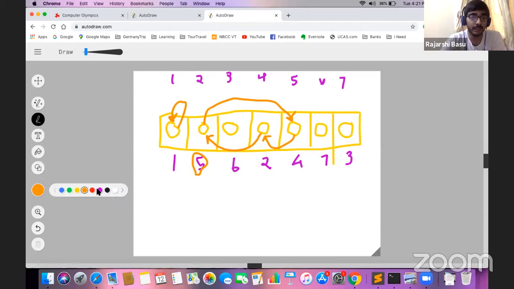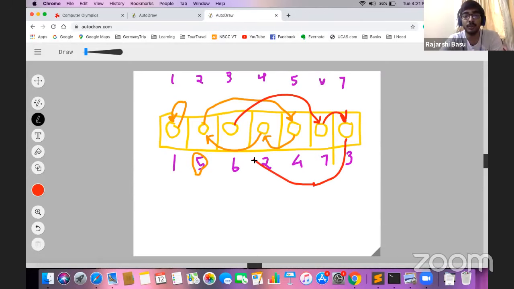So let me draw in a different color. 6 wants to go here. The number here is 7, so this actually wants to go here. And the number here is 3, so 3 actually wants to go back to 6. Okay, so again, this is another cycle. So any permutation has these sorts of cyclic decompositions. Okay, these are very fundamental to permutations. Every permutation is basically a composition of these cycles.